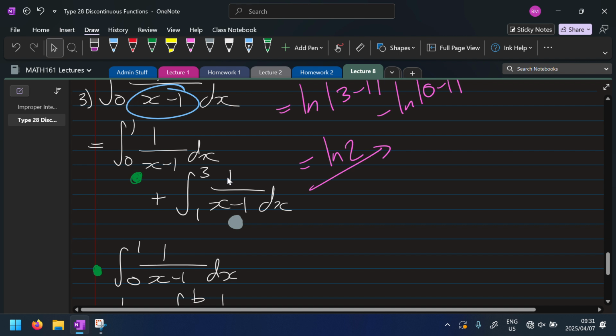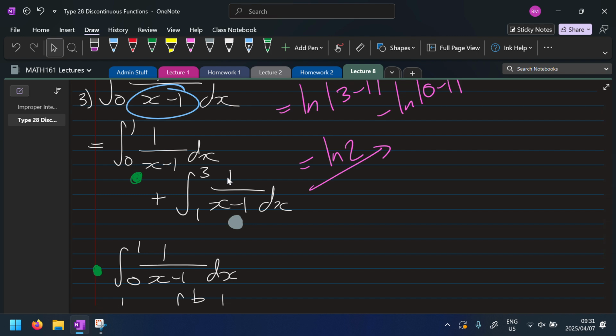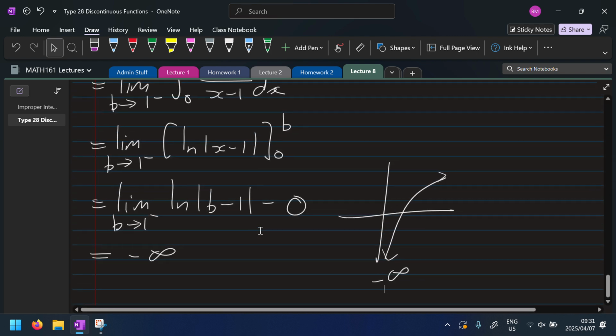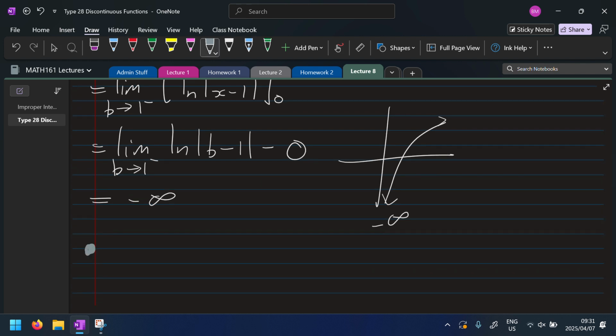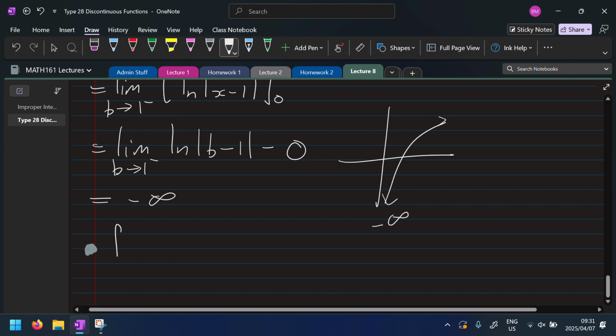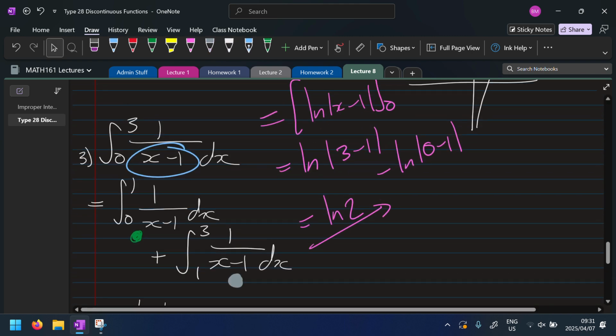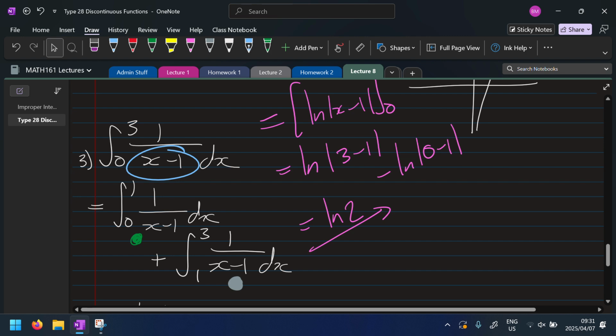Now let's look at the gray parts for the second one, and we're going to try add them together. But already we have a problem. So the green one is already minus infinity. That's already a problem. Let's see what the other one's going to be. So the gray one, this was the integral from 1 to 3. So we're looking at this one here.